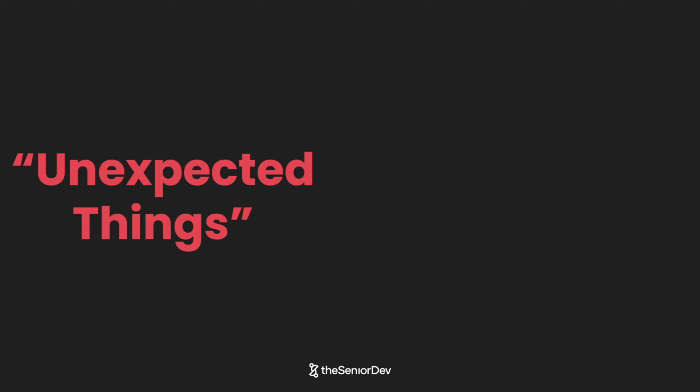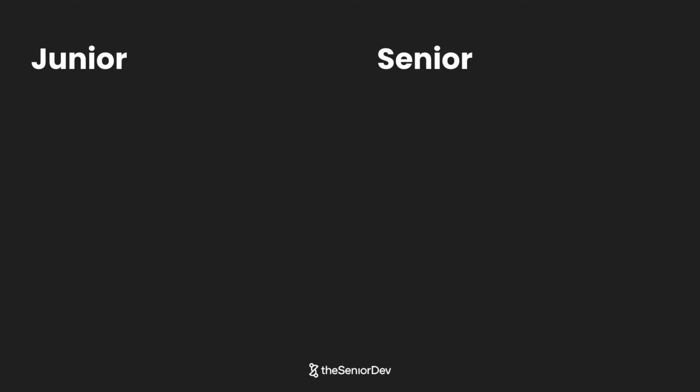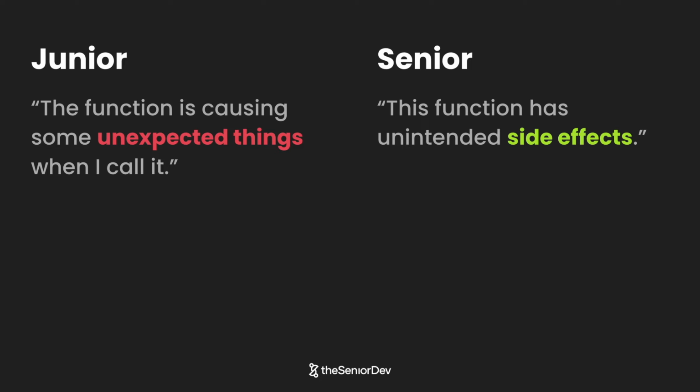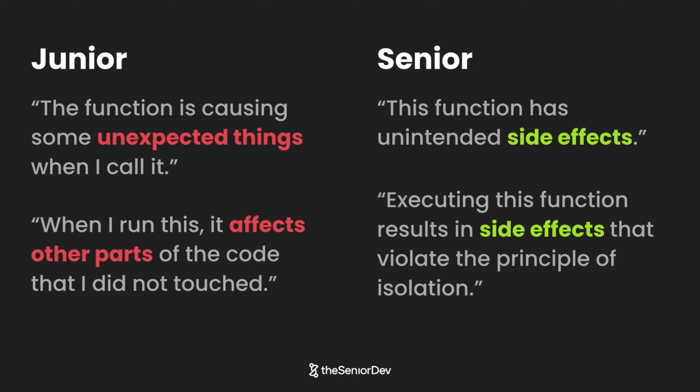Juniors would talk about unexpected things, whereas seniors would mention side effects. Again, this one you'll see a lot in the front end nowadays. A junior would say things like, "Hey, this function is causing some unexpected things when I call it and I don't know why." But a senior would say, "This function has unintended side effects." A junior would say, "When I run this, it affects other parts of the code that I didn't touch." That's how you know someone, regardless of the years of experience, is still a junior. And a senior would say, "Executing this function results in side effects that violate the principle of isolation."